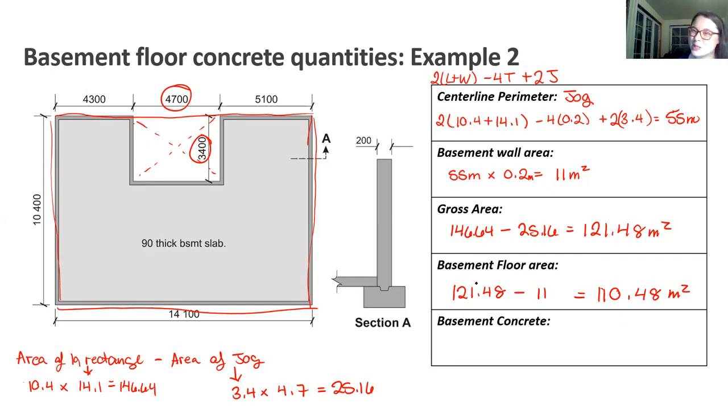Now we're ready to find the basement floor concrete. So it's just going to be area of the floor. So we take the last step and we multiply it by the thickness. So 110.48 times the thickness. Note the thickness is 0.09 meters. That's that common mistake. So 0.09 meters leaves us with 9.94 cubic meters of concrete that are required.